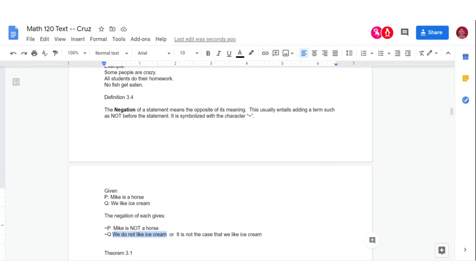For Q, not Q: we do not like ice cream. But as I said, technically you could say it is not the case that we like ice cream, or it is not true that we like ice cream. But again, that's harder for people to understand, but technically it means the same thing. It just means the opposite of whatever the original statement was.